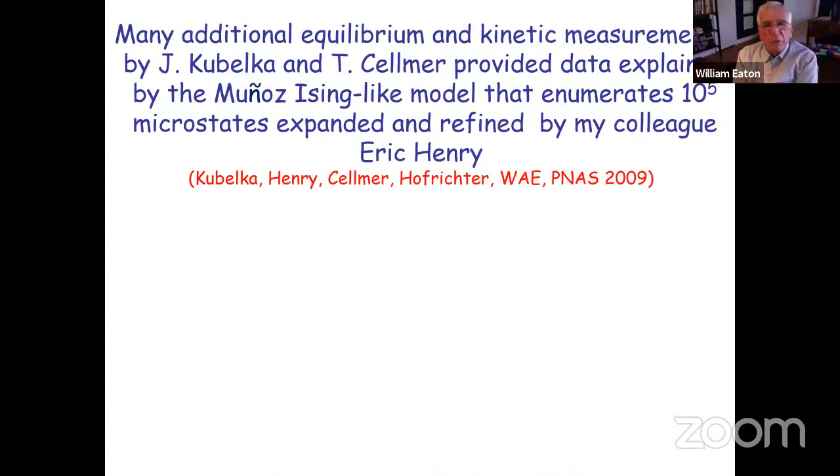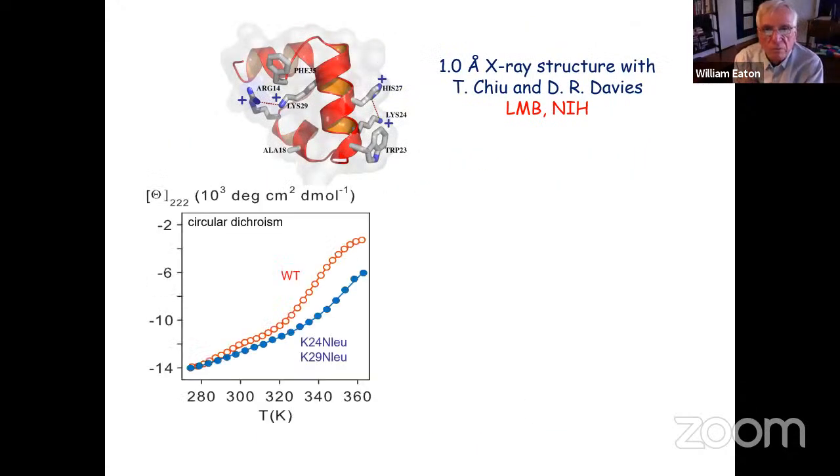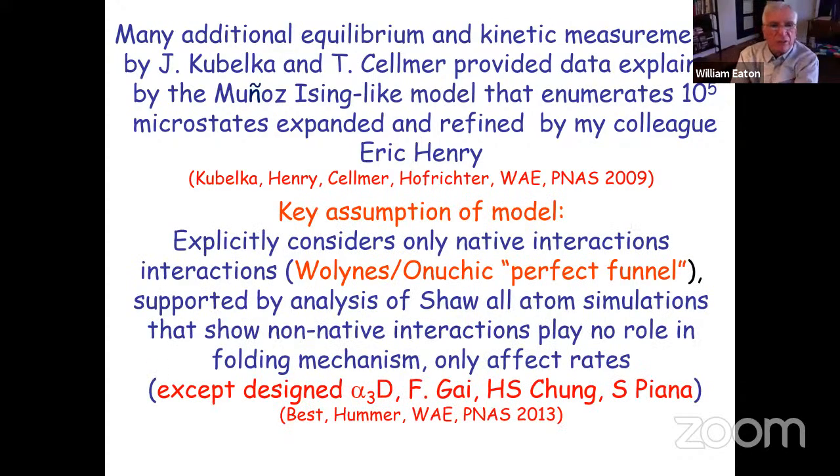So we made many additional equilibrium and kinetic measurements by Jan and Troy Selmer that provided data that could be explained by Victor Muñoz's Ising-like model, which he extended to proteins from the beta hairpin, and his model enumerates all 10 to the fifth microstates and was expanded and refined by my colleague, Eric Henry. There's not enough time in this seminar to go through the model. I'll just say one important postulate of this model, a key assumption, is that it's only necessary to explicitly consider native interactions, which is the perfect funnel of Peter and José.